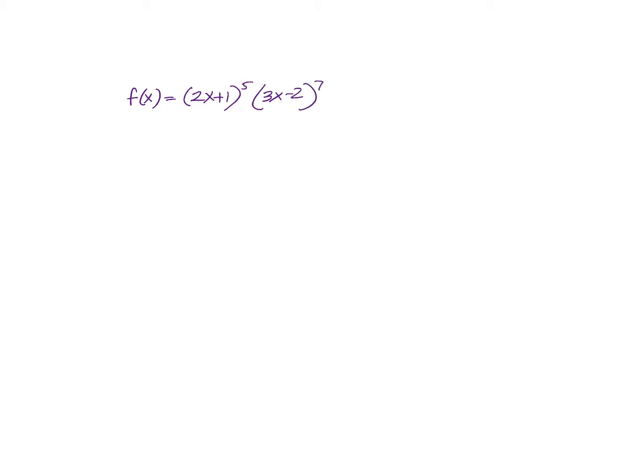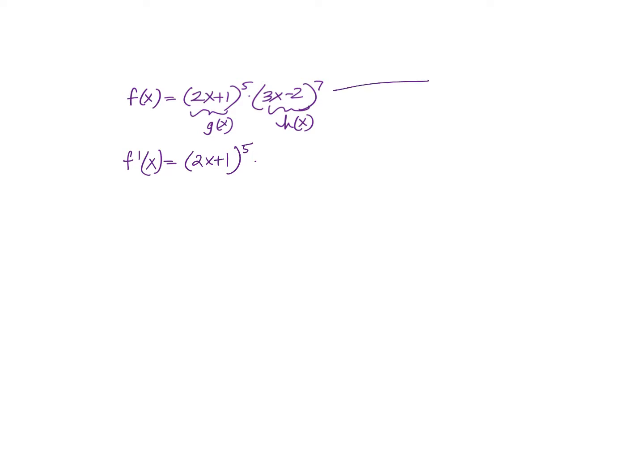And you can see that we have a product of two things, so we're going to need the product rule. So let's let this function be g of x and this function be h of x, and we'll apply the product rule. So f prime of x is equal to g of x, which is (2x + 1) to the 5th power, times the derivative of h of x.